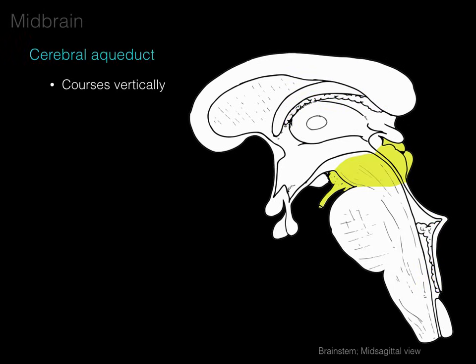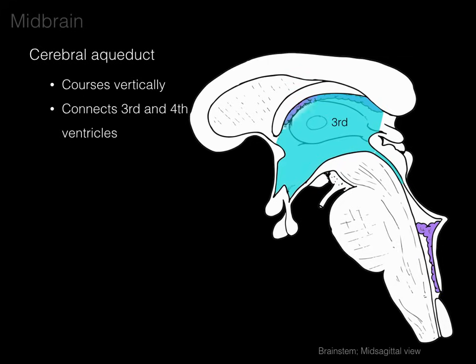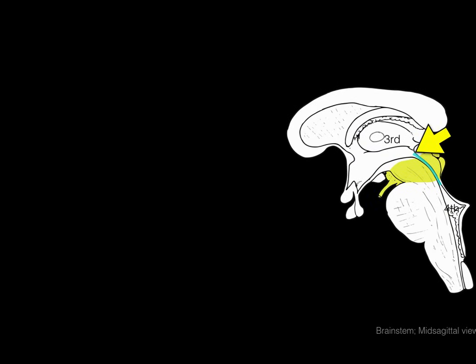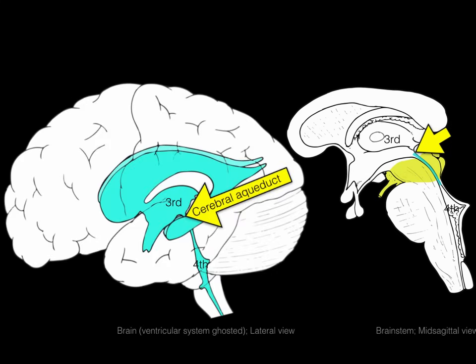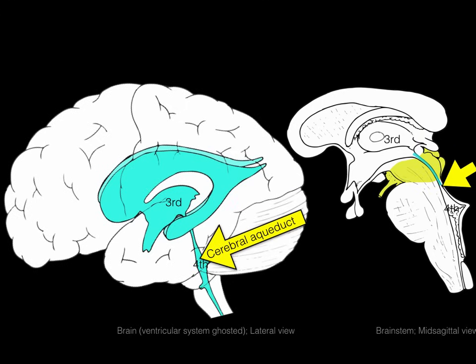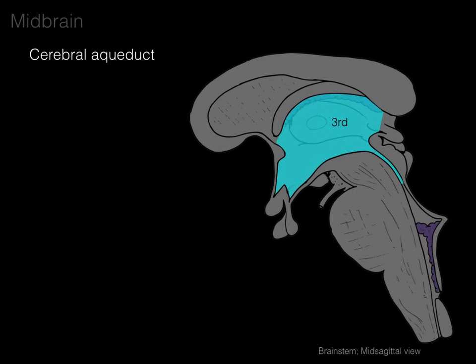And so the cerebral aqueduct courses vertically within the midbrain, as shown in that blue vertical line. And so the cerebral aqueduct courses vertically and connects the third and the fourth ventricles. So there's the third ventricle and there's the fourth ventricle, and we see it connecting the two, and there's CSF flowing throughout. And so in this mid-sagittal view, we can see also in this more ghosted lateral view of the brain, and there is the cerebral aqueduct coursing up and down, connecting third and fourth ventricles.